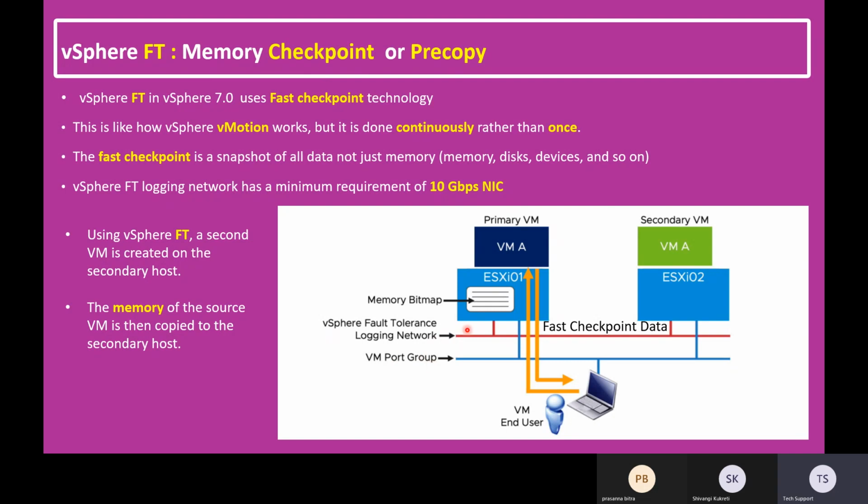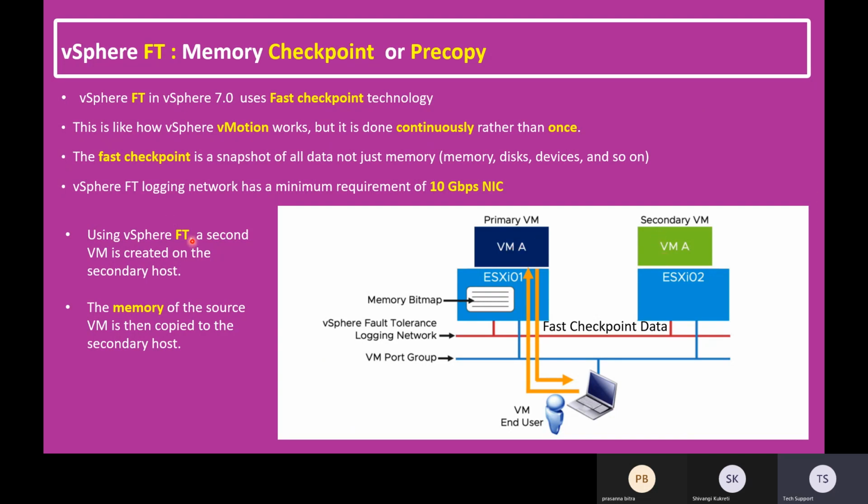We need to enable the FT option. Okay, and normally for virtual machine communication, we have a virtual machine port group. The memory bitmap is nothing but the changes that happen, like the primary's changes stored in RAM. Those RAM changes, the memory bitmap, are also copied through ESX to the secondary VM. It always syncs the data between the primary and secondary virtual machine.